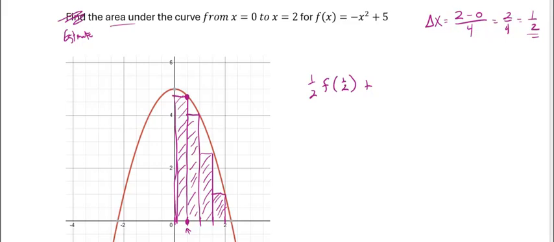Plus, how about this rectangle? Well, I'd have to plug in this value. What's that? That's 1. This is a half. This is 1. This is 1 1/2 or 3/2. Right? So does everybody see what I'm doing here?